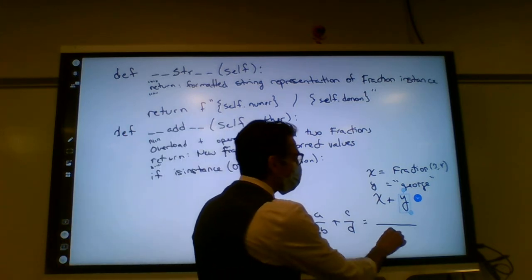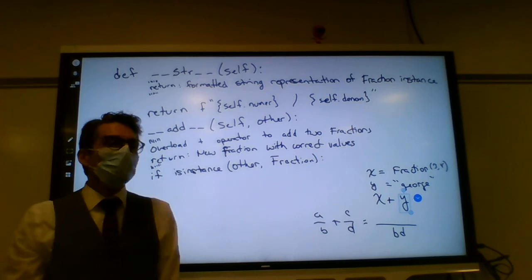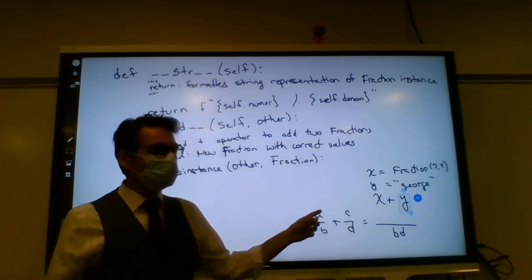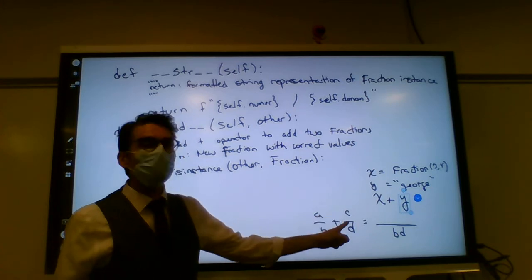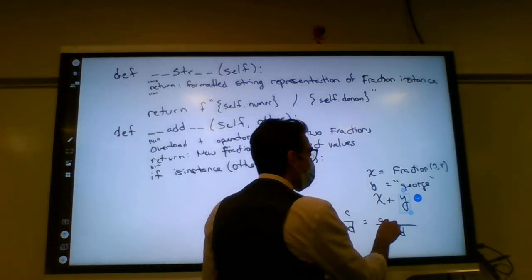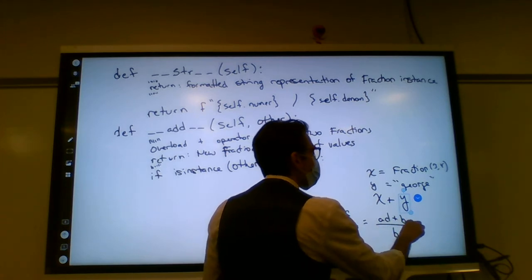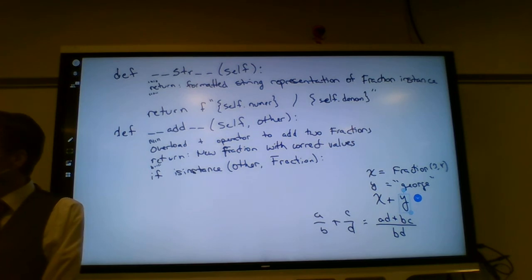So we have to have a common denominator. So we have to do something like BD. But then what happens? To make the common denominator BD, we have to multiply this top and bottom by D and this top and bottom by B before we can do that. So what do we have? AD plus BC over B times D.